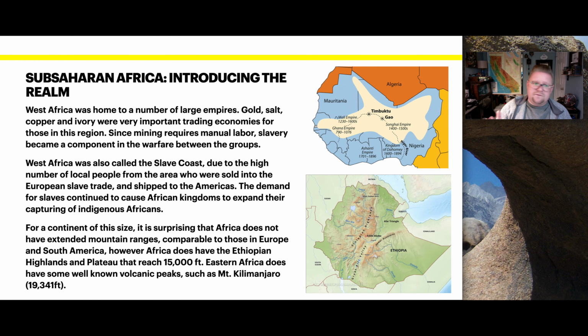For a continent of this size, it is surprising that Africa does not have extended mountain ranges comparable to those in Europe and South America. However, Africa does have the Ethiopian highlands and plateau that reach an elevation of 15,000 feet. Eastern Africa does have some very well-known volcanic peaks, such as Mount Kilimanjaro.